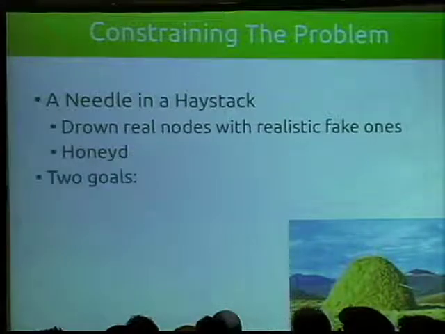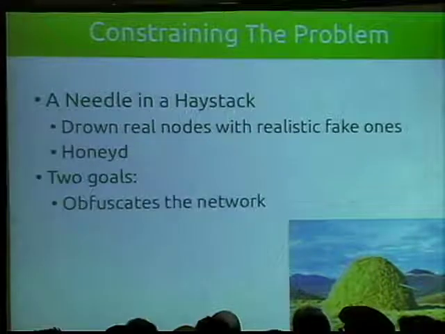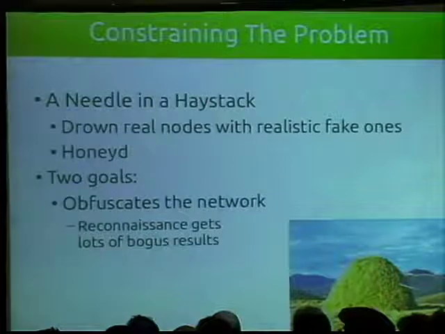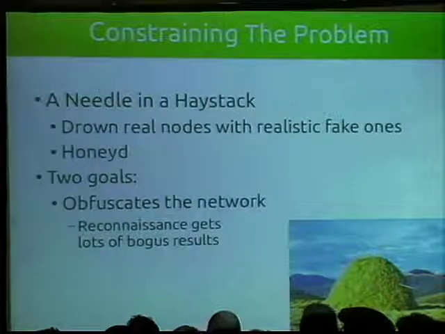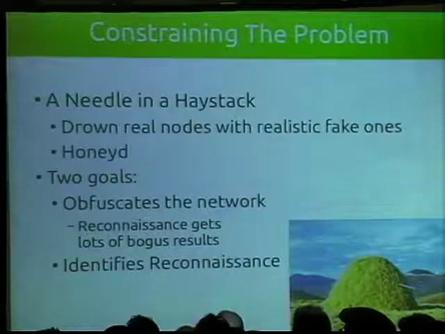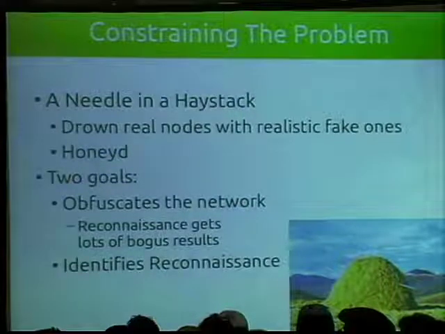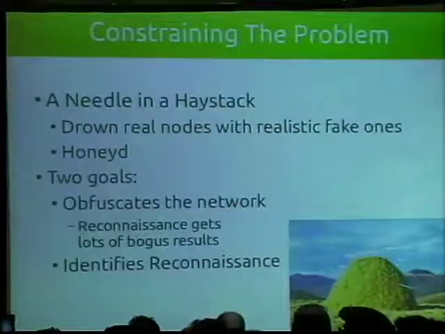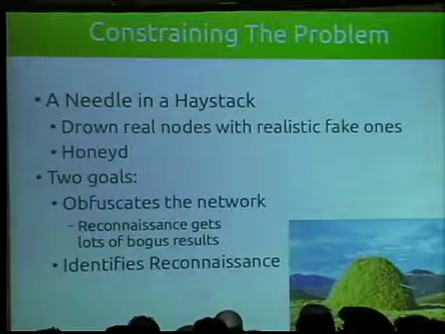So we're going to have two primary goals here. One is to obfuscate the network, which makes reconnaissance more difficult, makes it less effective. But we also want to identify reconnaissance. It's not enough just to prevent it or just to make it harder, but we actually want to find out when it happens. We want to get an alert, right? When this stuff goes down.